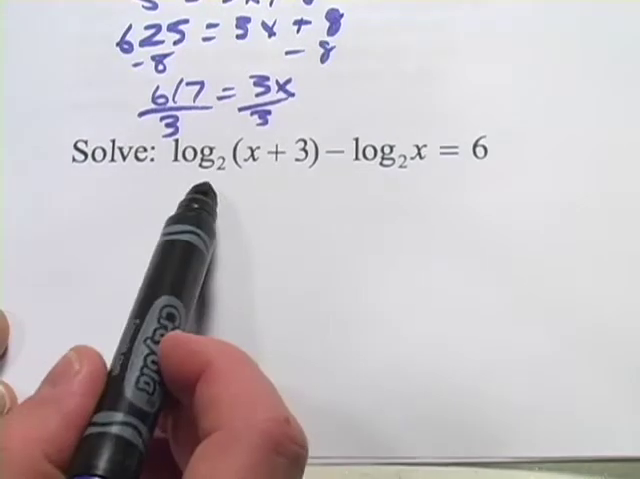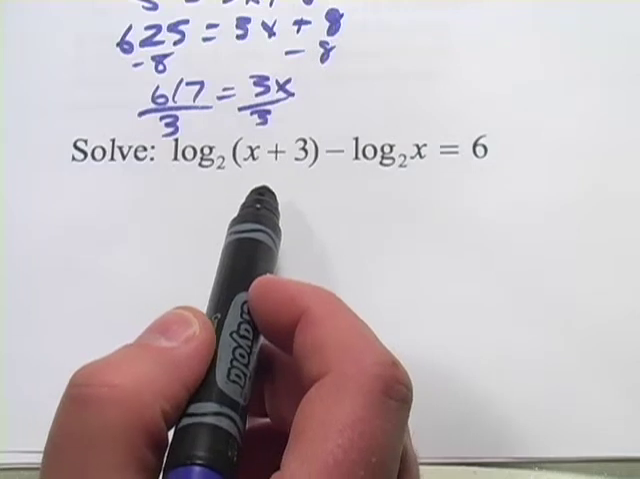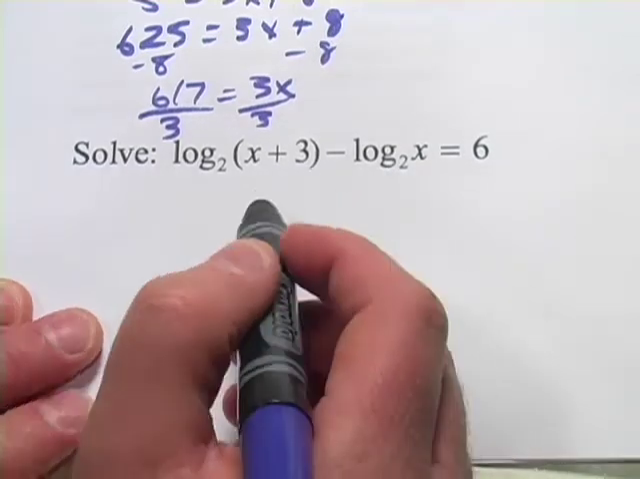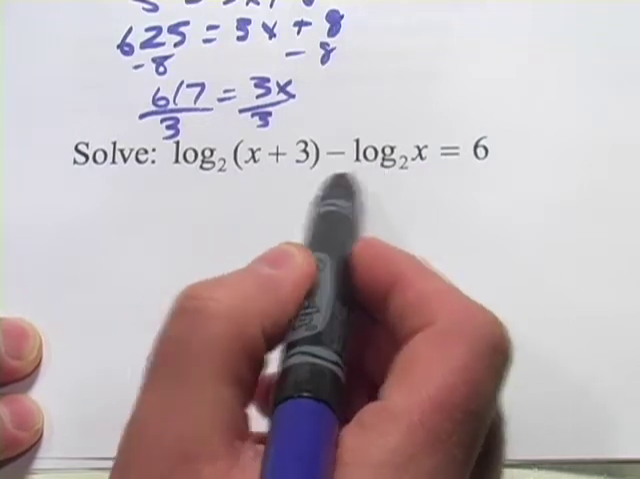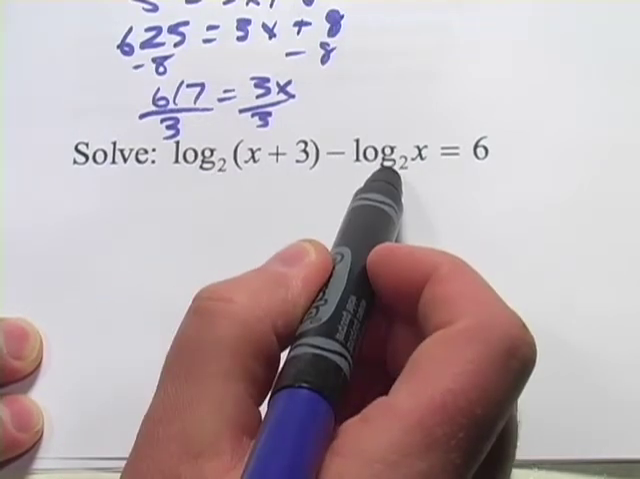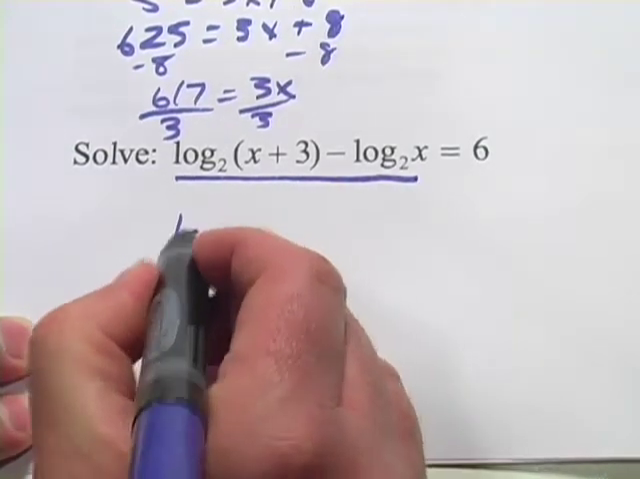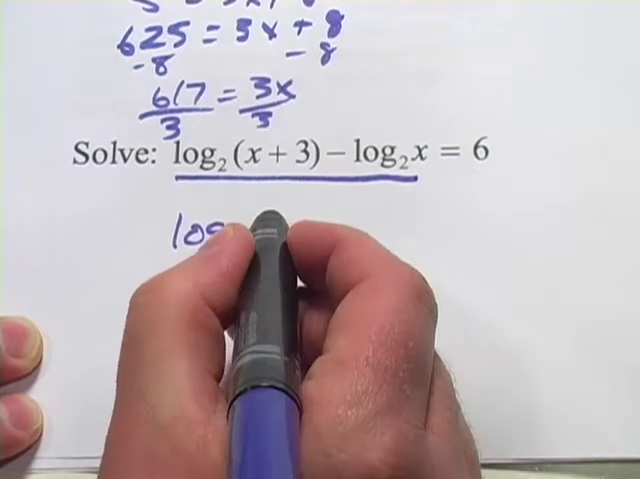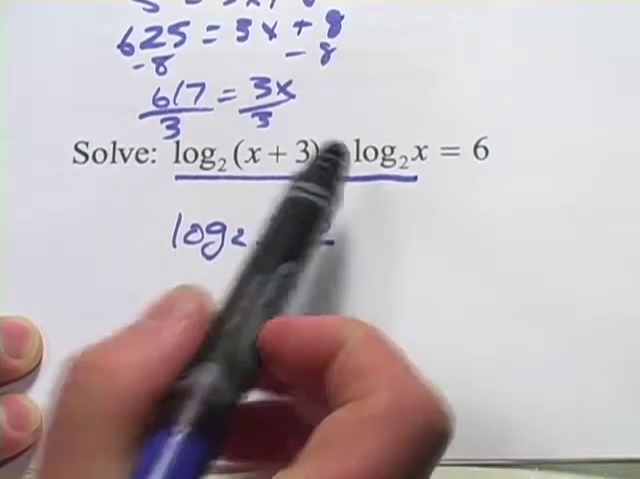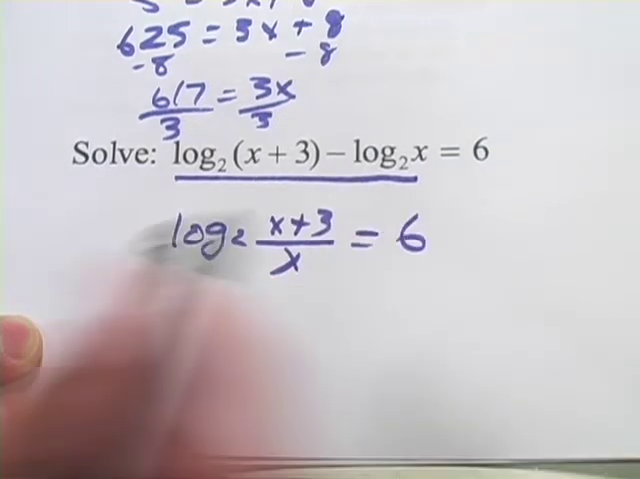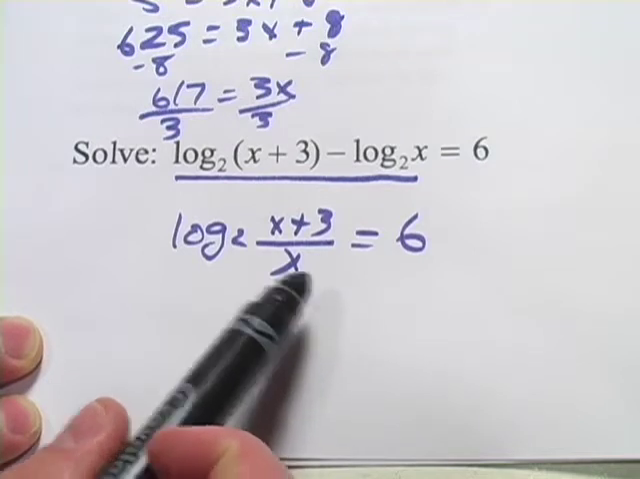So we've got the log base 2 of x plus 3 minus the log base 2 of x equals 6. So this one's a little bit more complicated. What we're going to have to do here is apply one of the properties of logs that we know, and that is that subtraction, as long as the bases are the same, can be rewritten as division. So this part right here equates to log base 2 of x plus 3 divided by x. So the subtraction becomes division. That all equals 6.